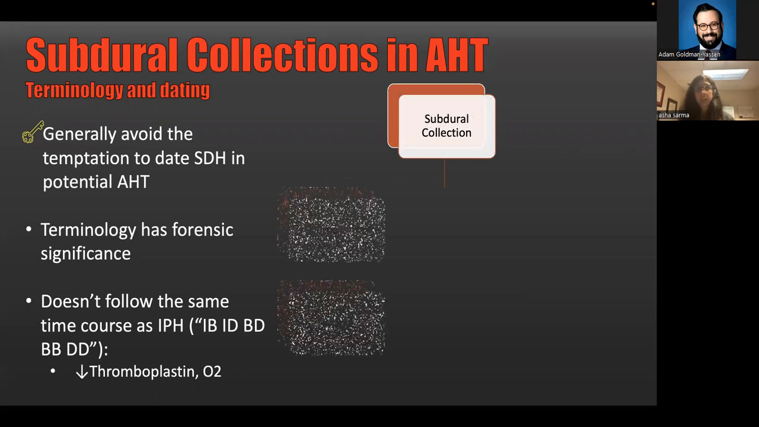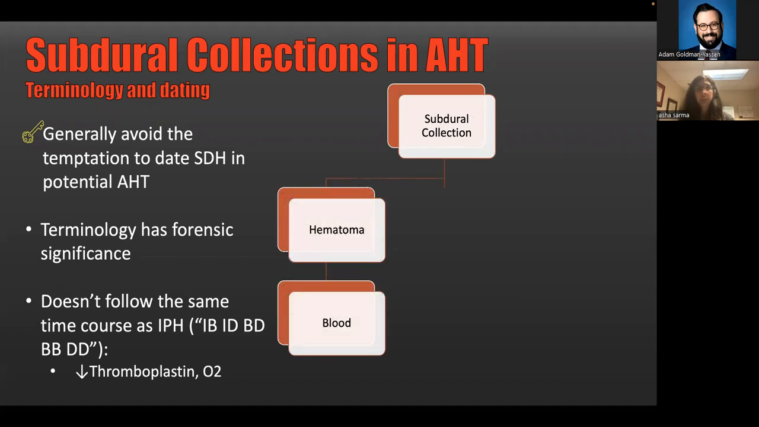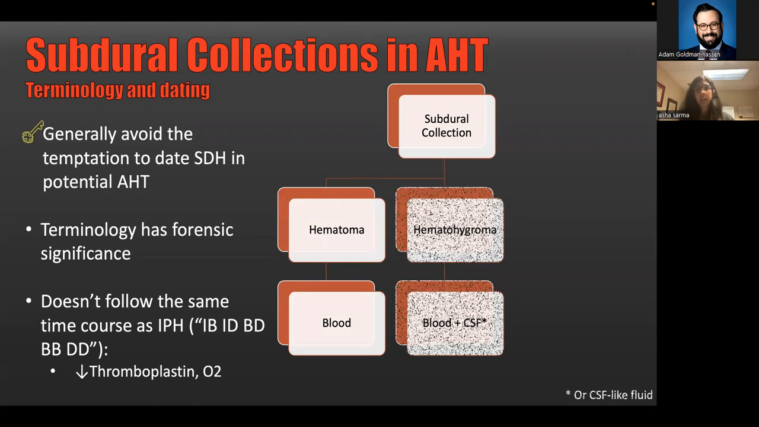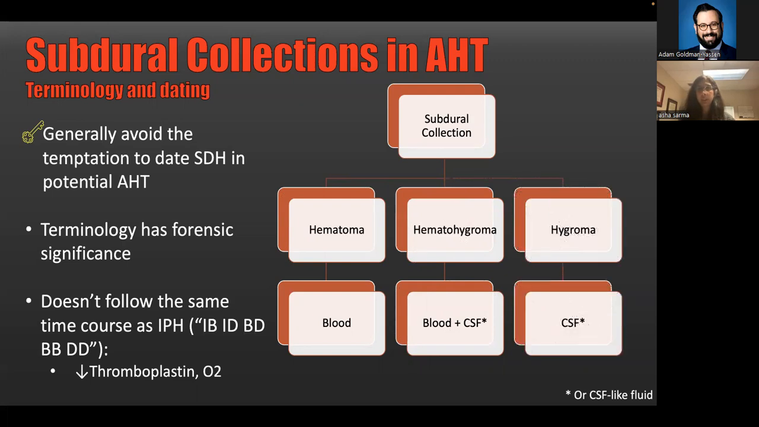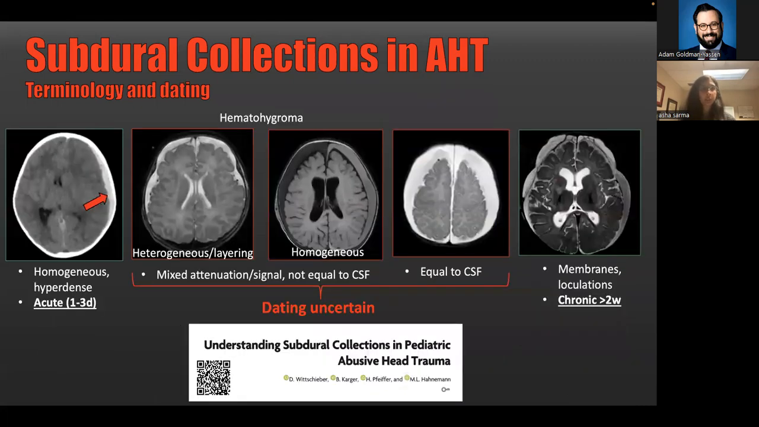So subdural collections, hematoma, just some terminology, contains blood. A hematohygroma contains blood and CSF or CSF-like fluid. And a hygroma is CSF or CSF-like fluid without visible blood products. So you'll hear me using these terms in the subsequent slides.